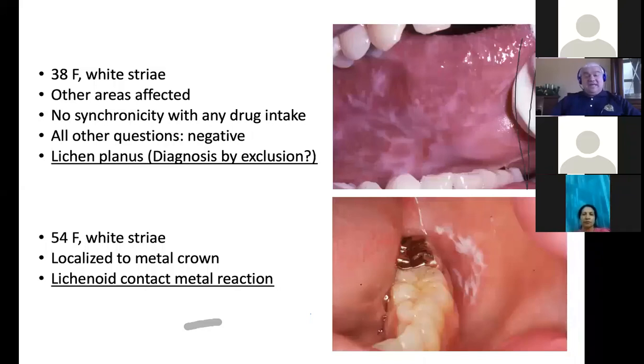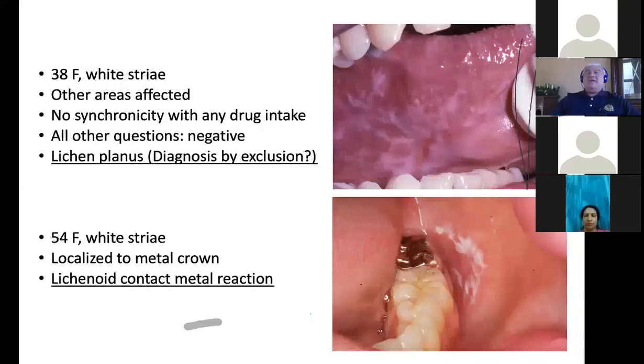So going back to putting the signs to look for and the questions to ask into play, I know that histologically and using direct immunofluorescence, they were all lichenoid mucositis. And so here is how I arrived at the diagnosis. So here was the first case, a 38-year-old female with white striae, and she did have other parts of the oral cavity presenting similar striae of Wickham. And there was no temporal relationship with any medication that she was taking, and all other questions were negative. And so the diagnosis was lichen planus.